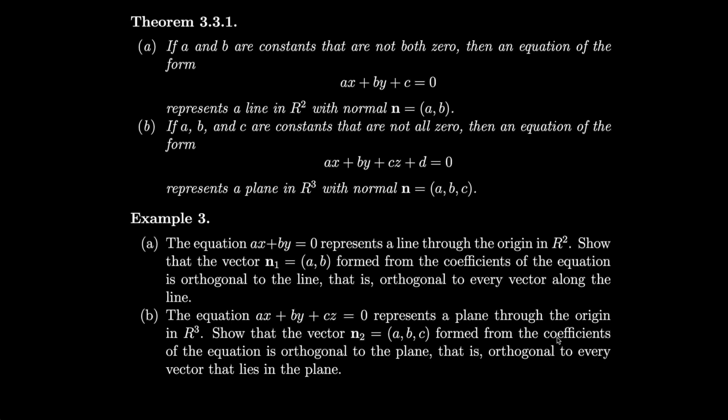If a and b are constants that are not both 0, then an equation of the form ax plus by plus c equals 0 represents a line in R2 with normal n equals (a, b). If a, b, and c are constants that are not all 0, then an equation of the form ax plus by plus cz plus d equals 0 represents a plane in R3 with normal n equals (a, b, c). Notice the c over here is a little bit different than the c over here.